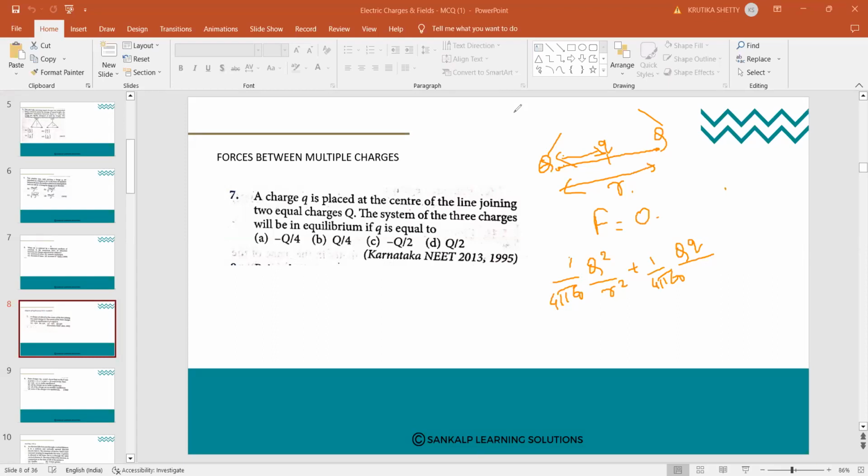Did you understand the question or not? First tell me. So see, suppose the total distance is 10 centimeter, and exactly at the center there is another object, so what will be the distance?